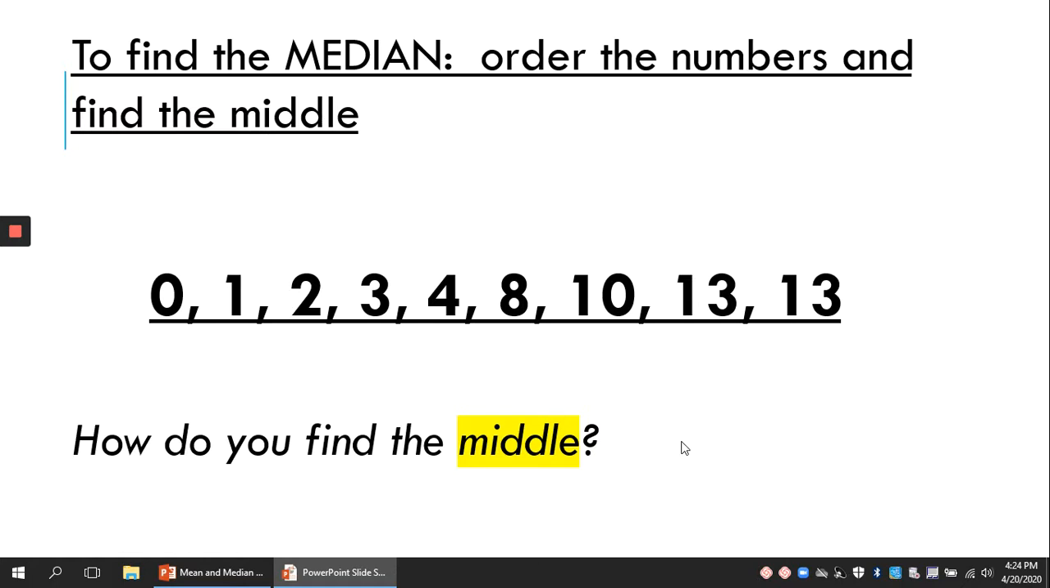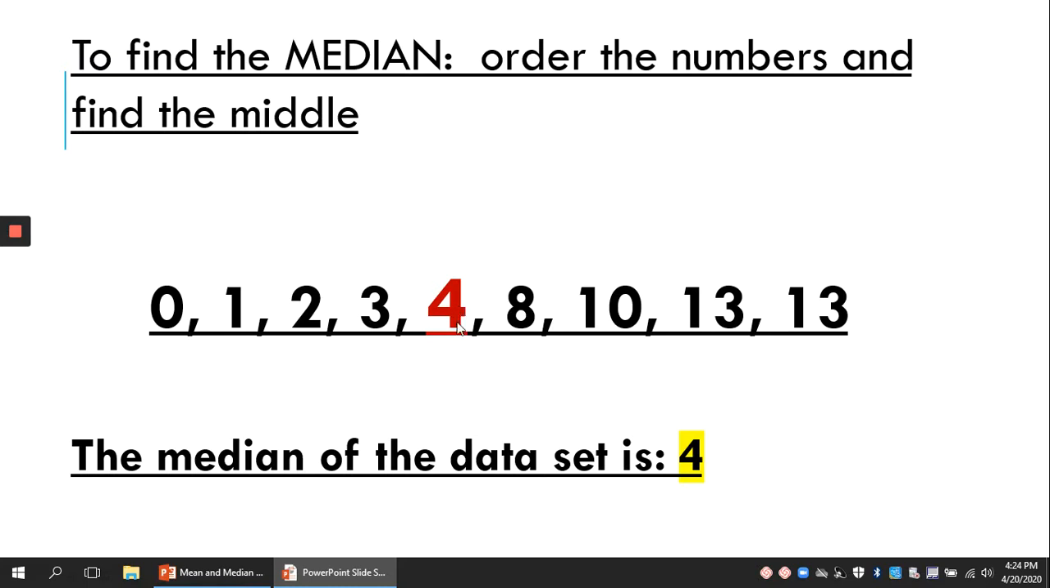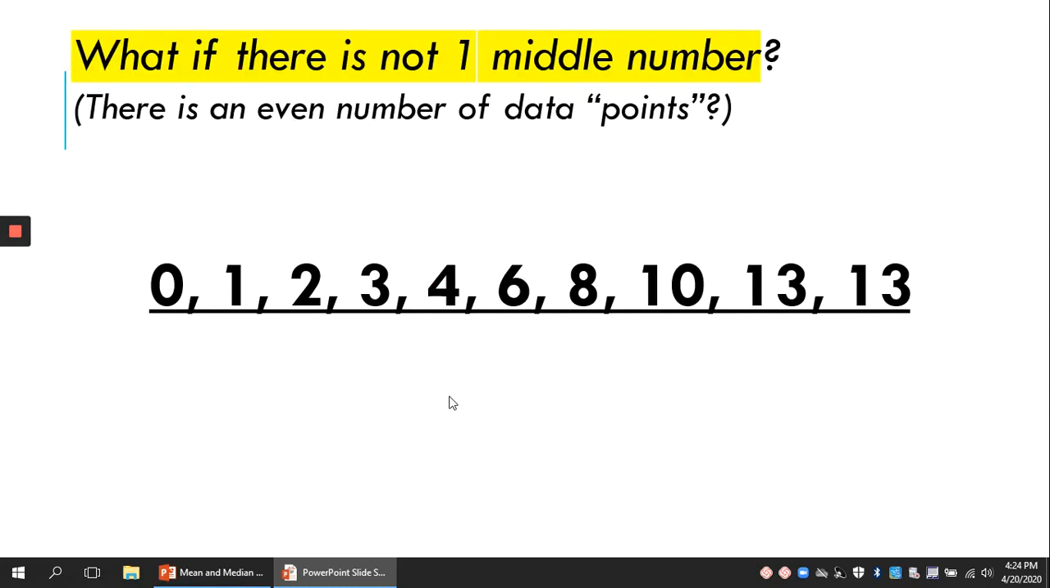So now we have to find the middle of these numbers. There's more than one way to find the middle, but I have found that probably the easiest is starting on the outsides and just keep moving to the inside, one at a time from each side until you get to the middle. If you do it that way, or whichever way you choose to find the middle, you will see that the middle is 4, so the median of the data set is 4.